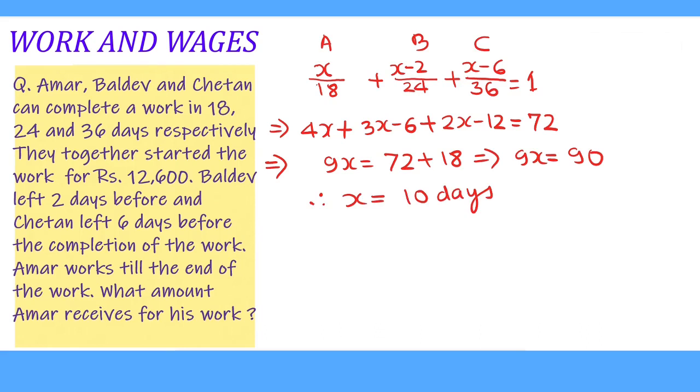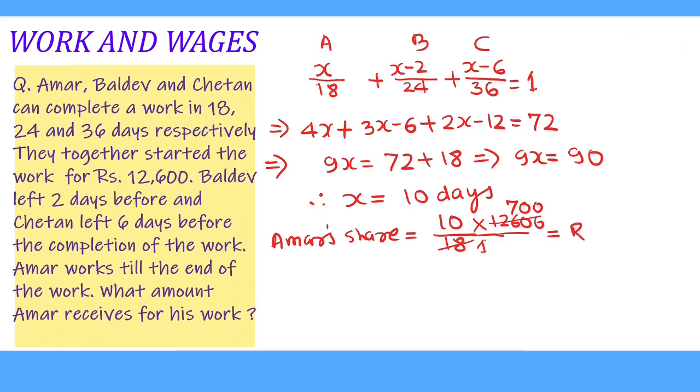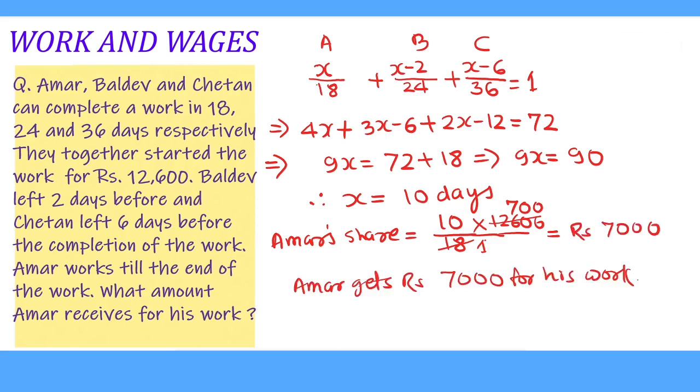Now we have to find his amount for his work. So Amar's share, when he works for 18 days, he gets 12,600. When he works for 10 days, his share will be 10 upon 18 multiplied by 12,600. 18 cancels 18 one time, and 18 cancels 126 for 7 times, and thus 12,600 is cancelled by 18 for 700 times. This is equal to 10 multiplied by 700 is rupees 7,000. So Amar gets rupees 7,000 for his work.